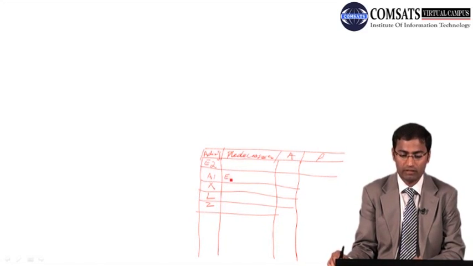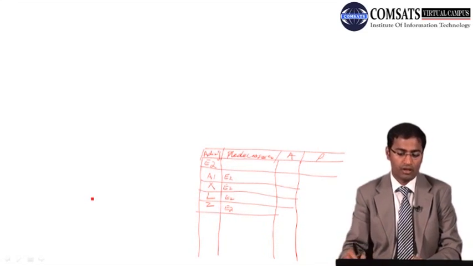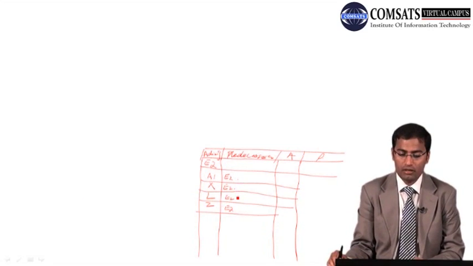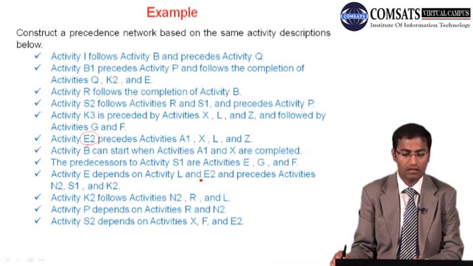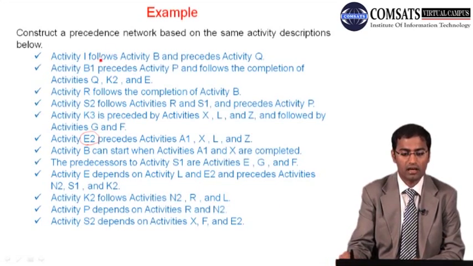So E2, E1, A1, X and L, and then Z, E2. Okay, so we have this, and this is dependent on nothing. Okay, so then we have I, which follows activity B. R follows the completion of activity B.